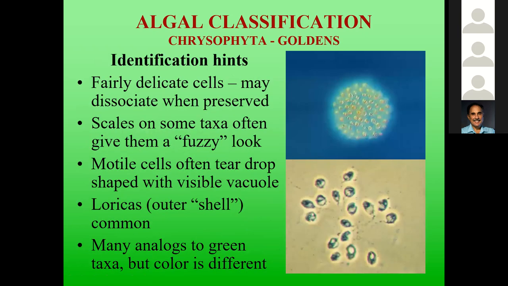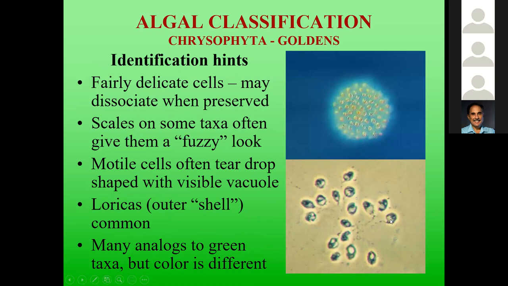Again, fairly delicate cells. Oftentimes they dissociate when preserved. That came up as a question early on because we talked about this happening with Warnowia and such. The Synurophyceae, the Uroglena, Chrysosphaerella will often explode when you put them in preservative. And if you're lucky, you get a grouping like this. Sometimes you only get single cells. Now you can see that vacuole.